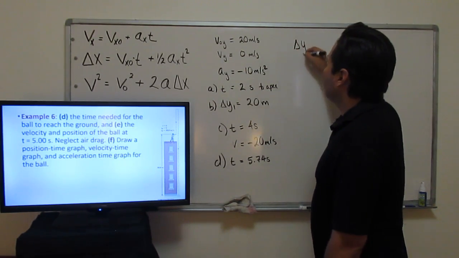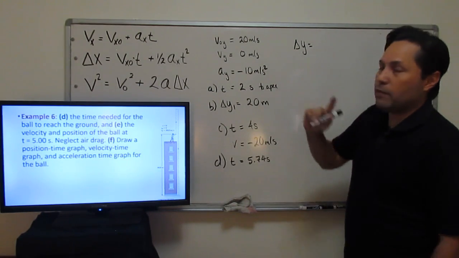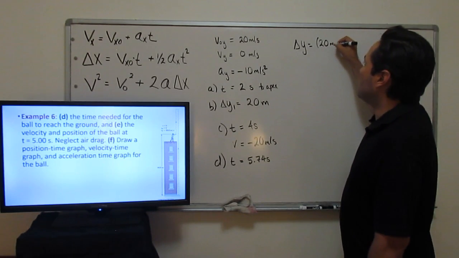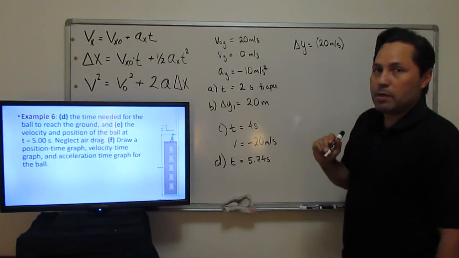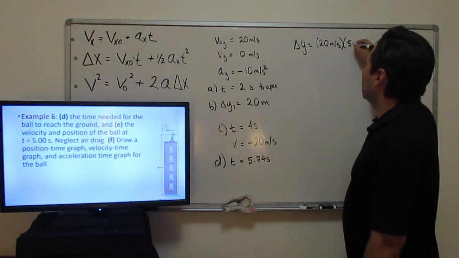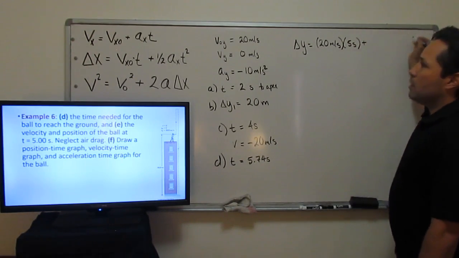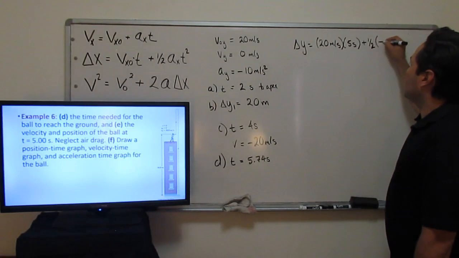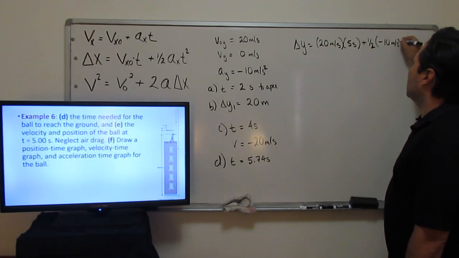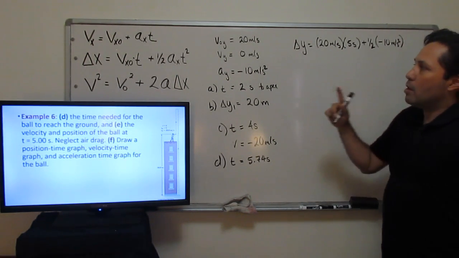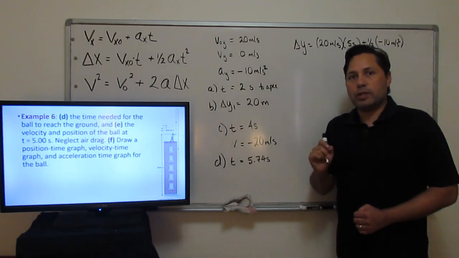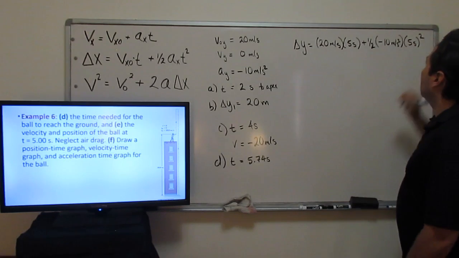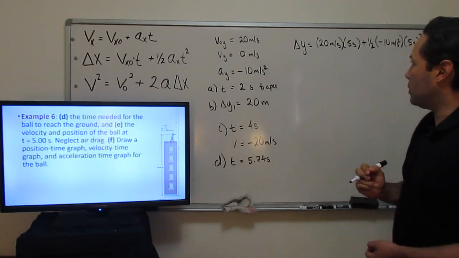And where is this ball? Velocity originally was thrown up, so I'm going to put positive 20 meters per second. And time is going to be 5 seconds. Next, going to be 1/2 the acceleration due to gravity, which is negative 10 meters per second squared. Multiply times the squared of the time that is in flight, and they told us 5 seconds. So after 5 seconds, where is this object?